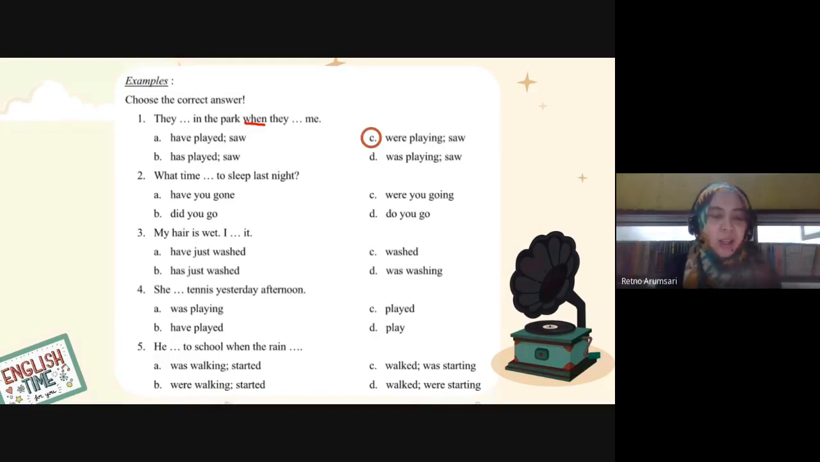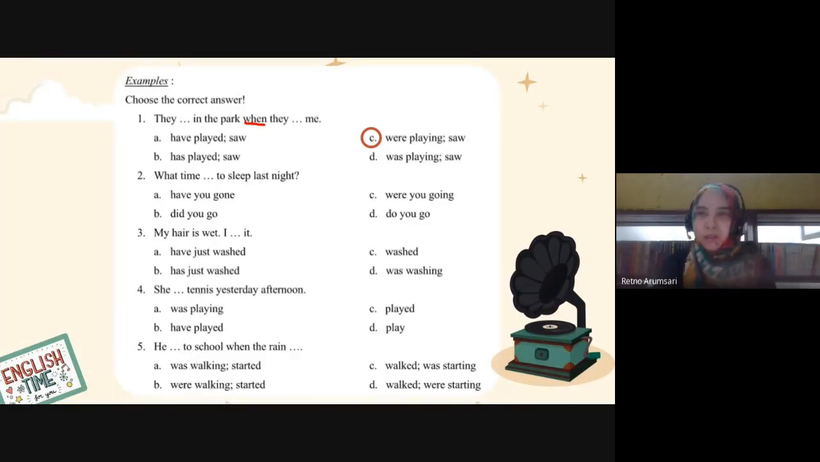Okay, yes. So it's easier when you see a double blank like this. Most likely the answer is in past continuous and past simple. Past continuous followed by past simple. They were playing is the past continuous and they saw me is the past simple. Okay, 6E? Thank you, Areta.